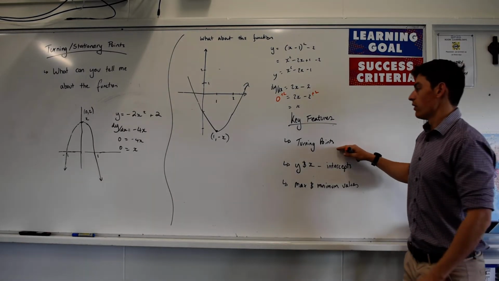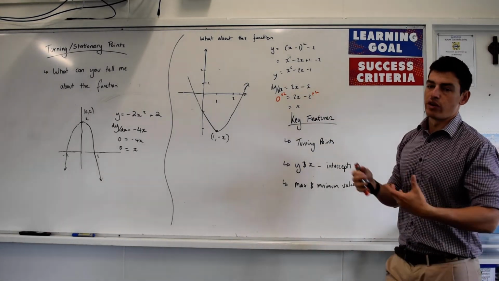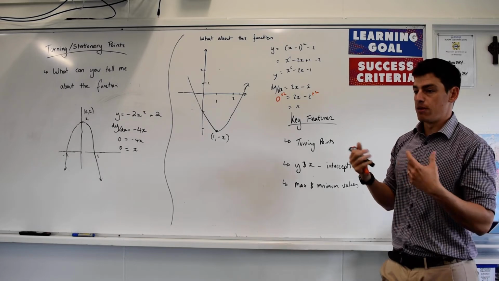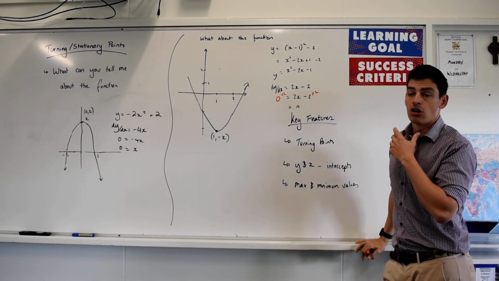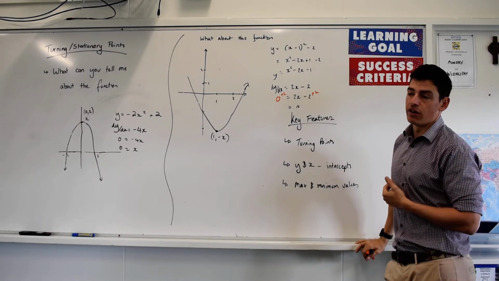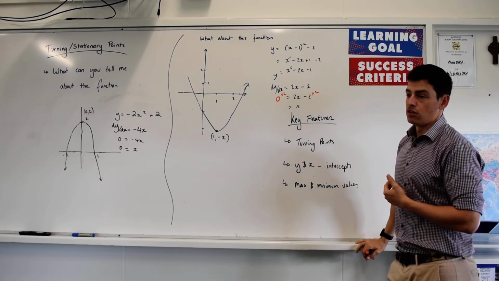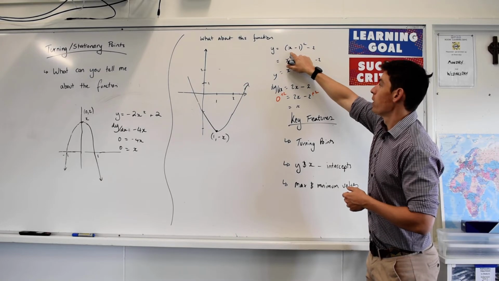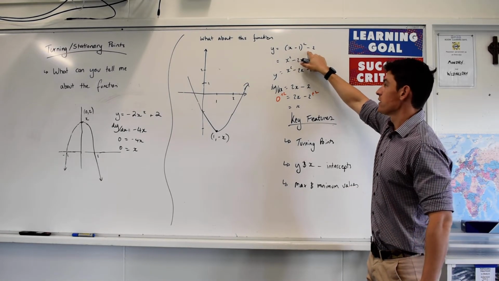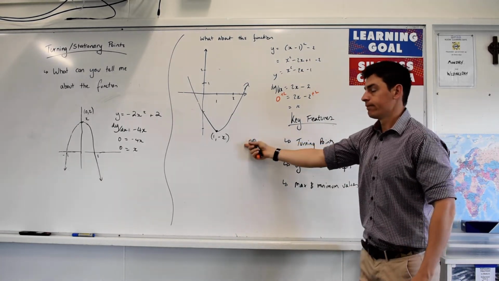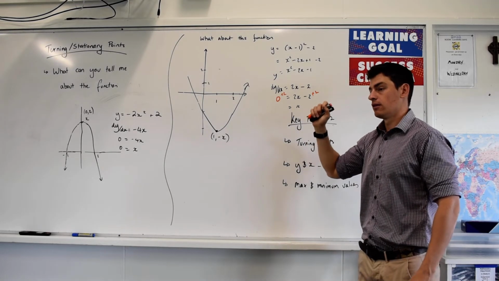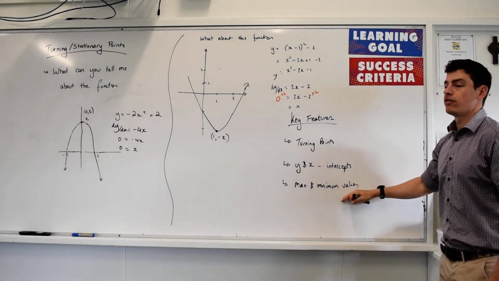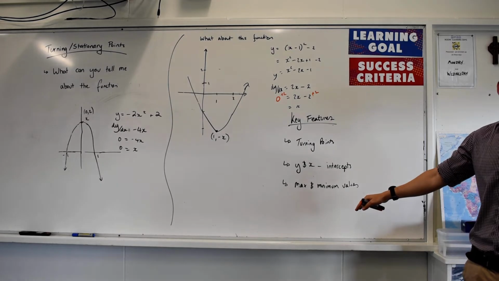Once I know this, what do I know about my turning point? Do I know everything about my turning point? I know the x value, so how do I find my y value? I sub x equals 1 back into my original equation. 1 minus 1, take 2. Ta-da! We'll talk about max and min values later. I don't want to overcomplicate it.